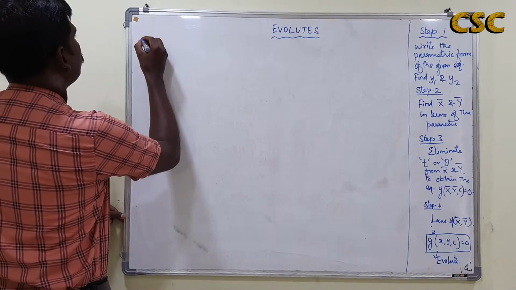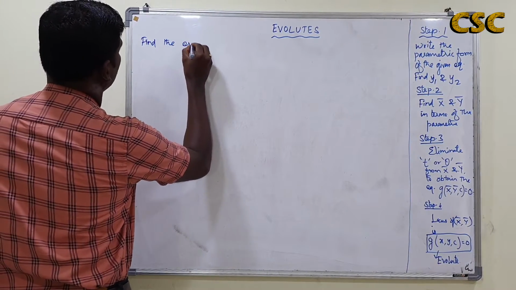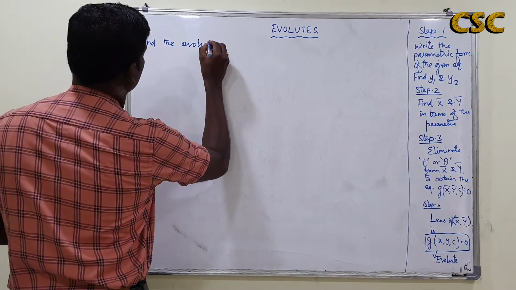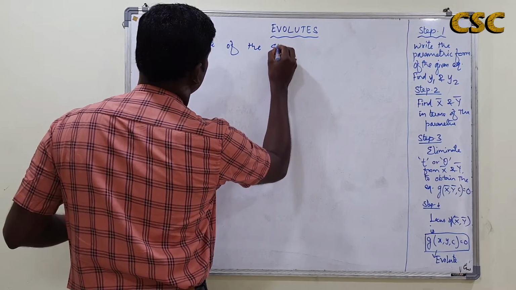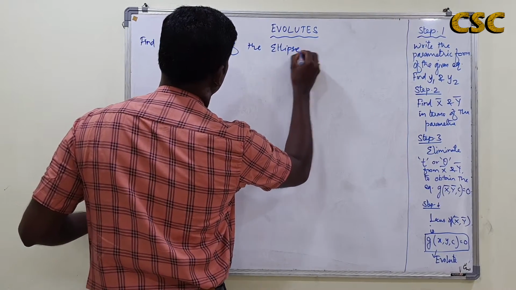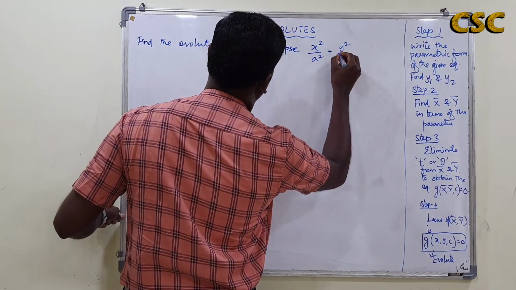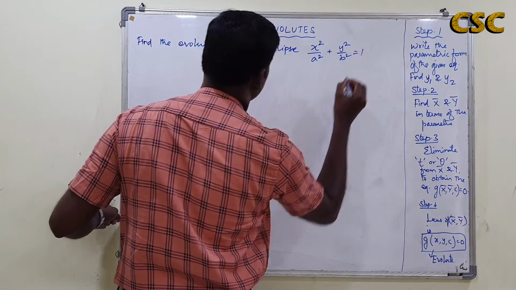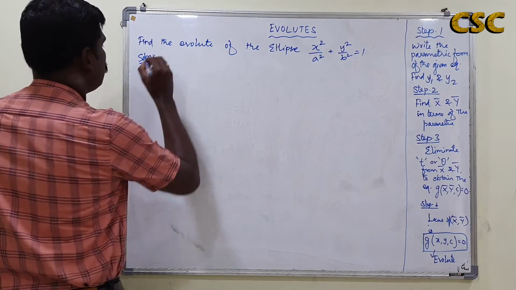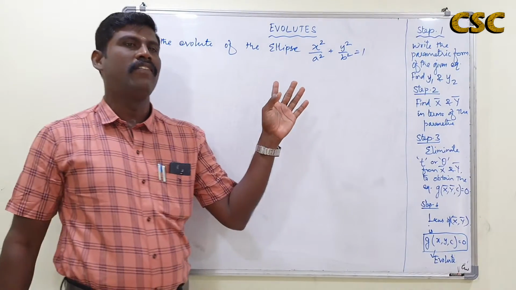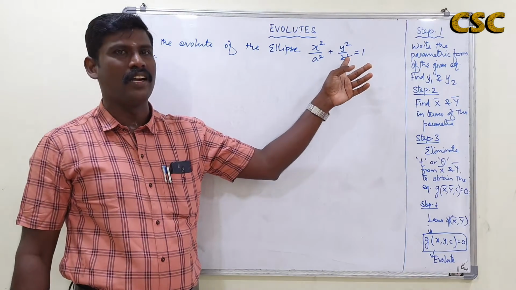Find the evolute of the ellipse x square by a square plus y square by b square is equal to 1. Solution. So we are going to find the evolute of the ellipse x square by a square plus y square by b square is equal to 1. It is in the Cartesian form.